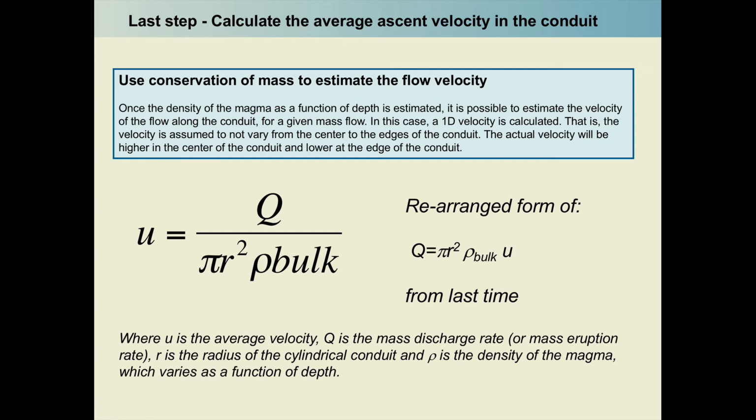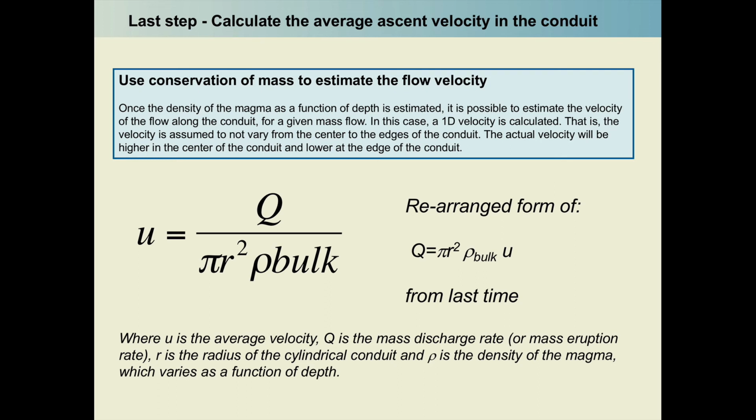Okay, last step, you're going to take the bulk density of the magma. It's going to be changing as you exsolve more and more volatiles as pressure drops, and you're going to calculate flow velocity from this. So once the density of magma as a function of depth is estimated, it's possible to estimate the velocity of flow along the conduit for a given mass. In this case, a one-dimensional velocity is calculated. That is, the velocity is assumed not to vary from the center to the edges of the conduit.